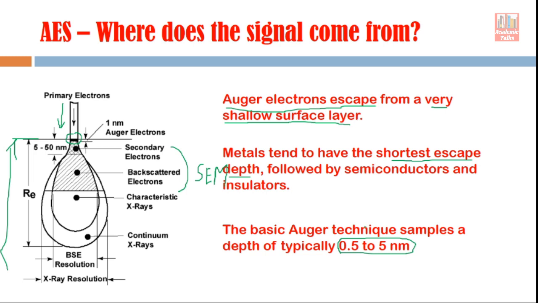So the Auger signal is generated from the very top layer of the sample surface, and the energy has to be monitored carefully, and we have to detect these electrons and the energy of these electrons, and from that energy value we can identify what kind of element is present on the top layer of the sample.